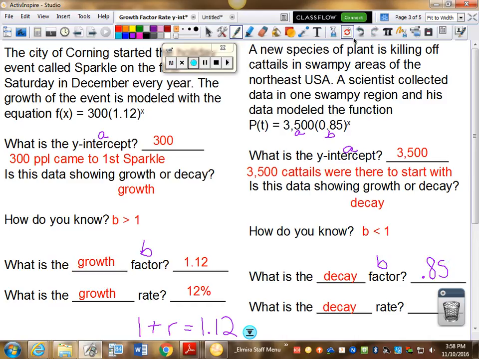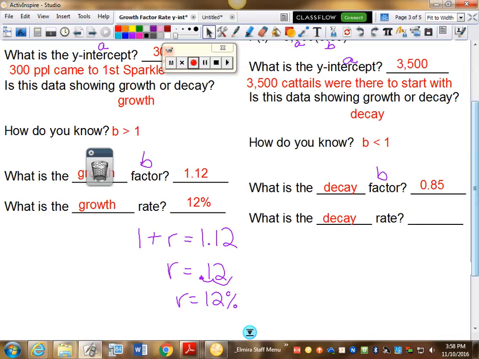Which I typed in, and I don't need to handwrite. Okay. Decay rate. Remember, decay rate, 1 minus R, because it's decay, equals 0.85. But it's easier to switch it: 1 minus 0.85 equals R. R equals 0.15. Move the decimal over 2 times. 15% decay rate. Okay?